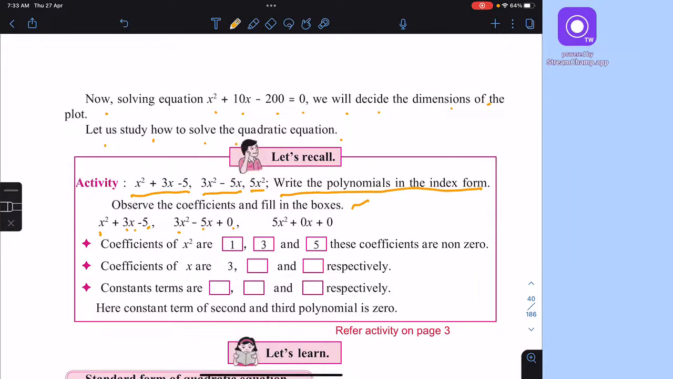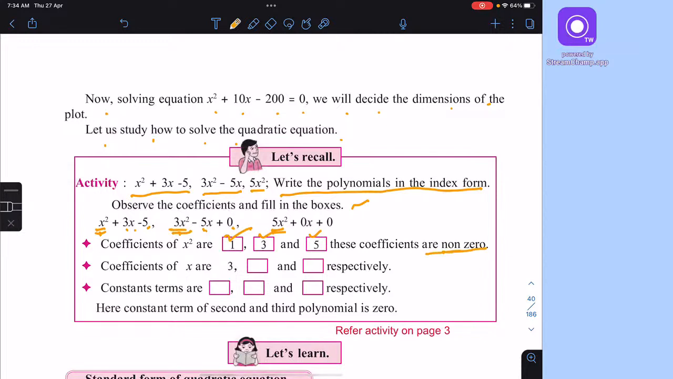They are writing the quadratic polynomial. In quadratic polynomial, we can expect three terms. First term is quadratic, second term is linear in the variable, and third is a constant. So all the given polynomials are written as three terms. Now coefficient of x square. Here the coefficient of x square is 1. Here coefficient of x square is 3. And the coefficient of x square is 5. So 1, 3 and 5, these coefficients are non-zero.